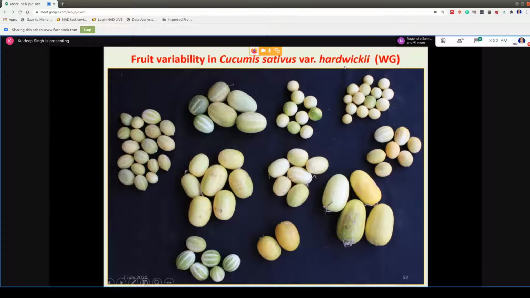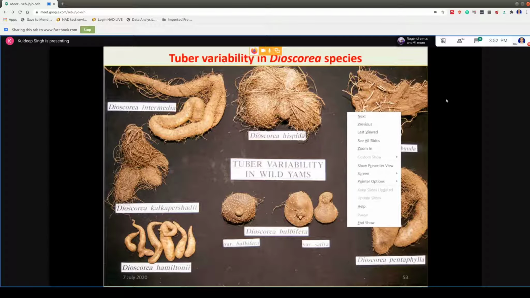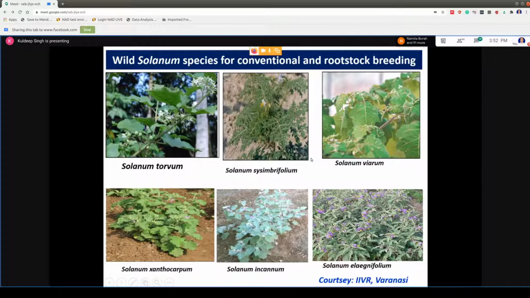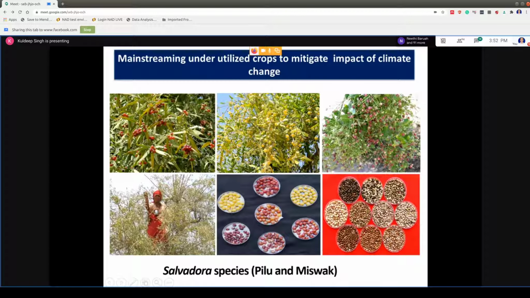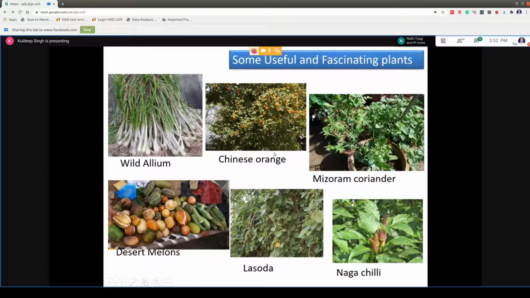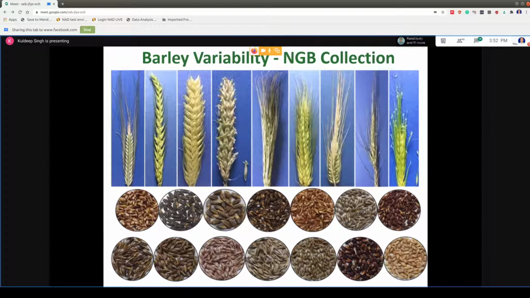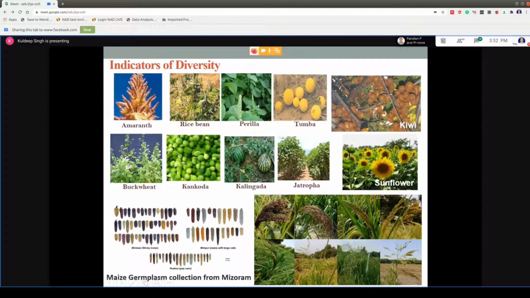See the variability. This is a wild species of cucumber which has given powdery mildew and downy mildew resistance genes to the cucumber. Variation in gourds, variation in wild species. These are some of the wild species of potatoes and brinjal which are available in the country. Variability in some of the minor fruits within the country, which have been very important for us for nutritional security. Other fruits, and variability in just one crop, barley.